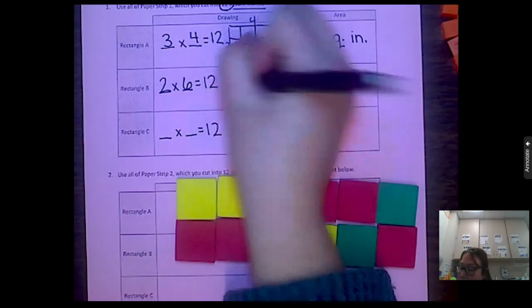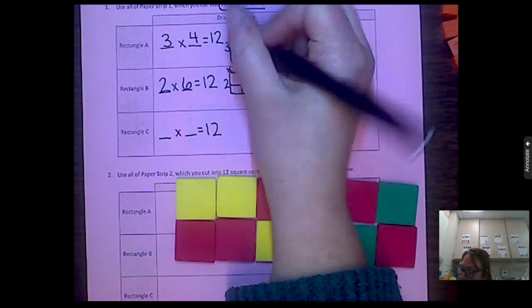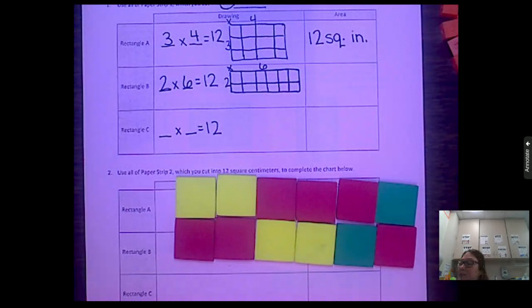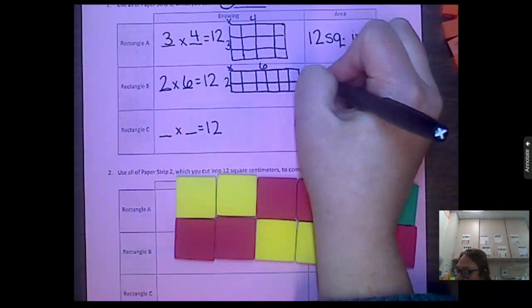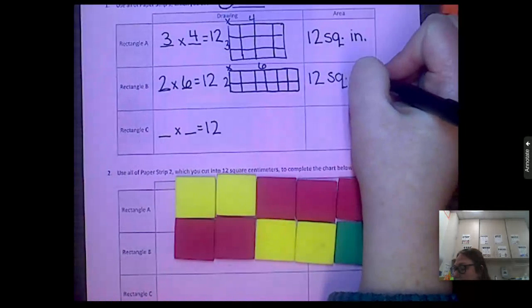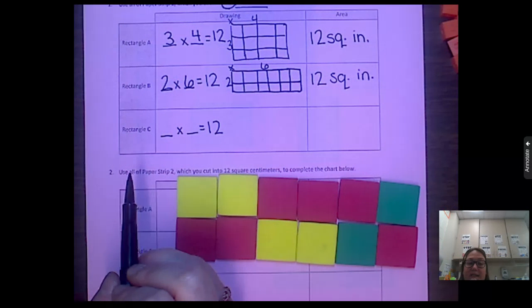There's 2 rows, and there's 6 in each one. I can put that times sign in the corner. Remember doing that too in our first unit and our last unit? Okay, so what's my area here? 12 square inches again, right? Because the total is 12. So 12 square inches.